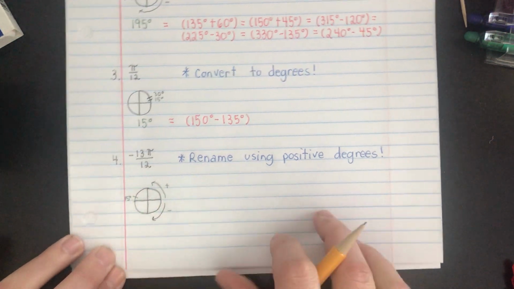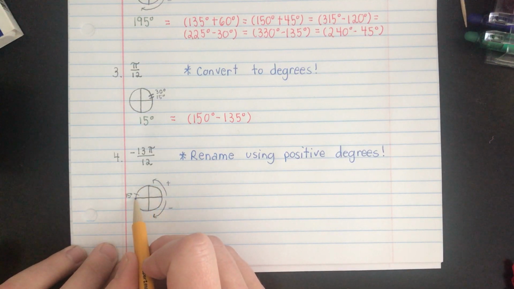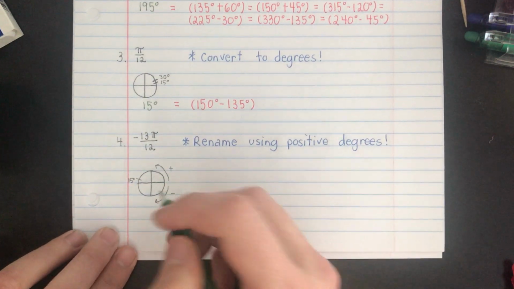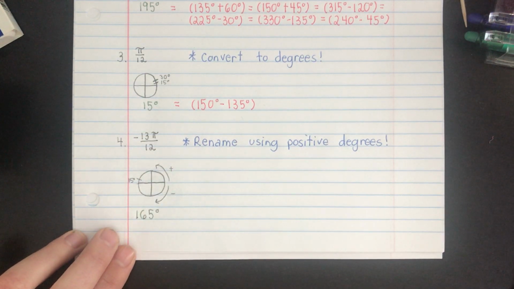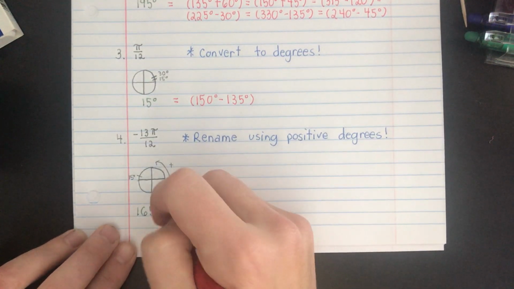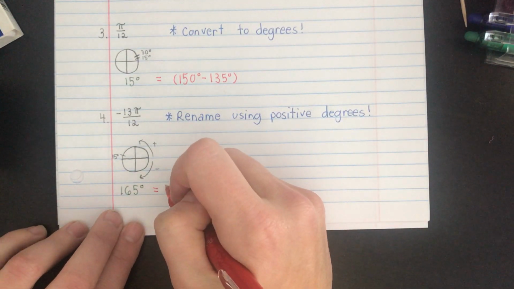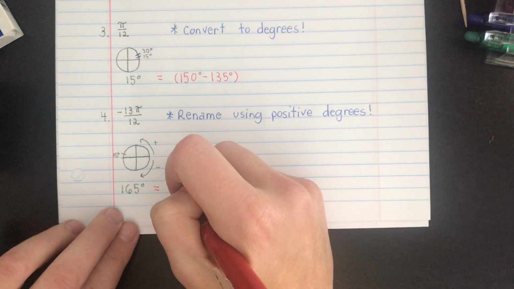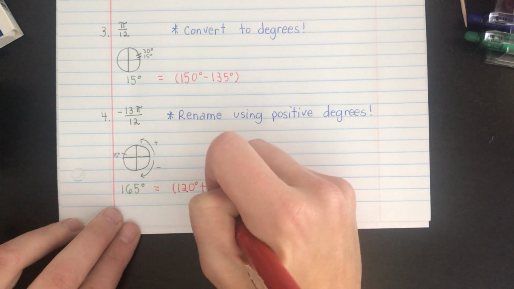Let's rename it in the positive direction using degrees. Again, if this is positive 180 degrees, this is 15 shy of that. So this is going to be 165 degrees. Then let's think about all the ways we can name 165 degrees. Well, I'm just going to list 2 because we want to move on to the real lesson here. So you can list 165 degrees by taking 120 degrees and adding 45 degrees to it.